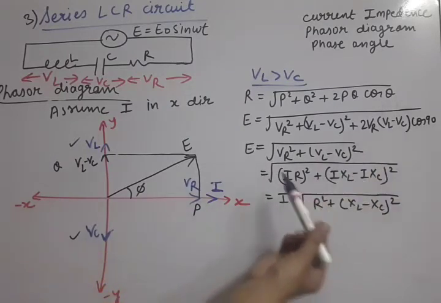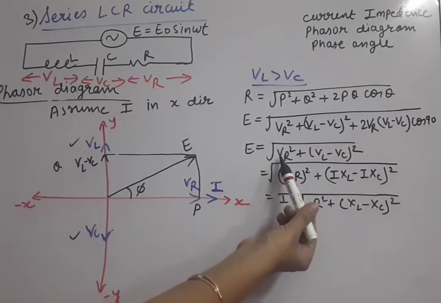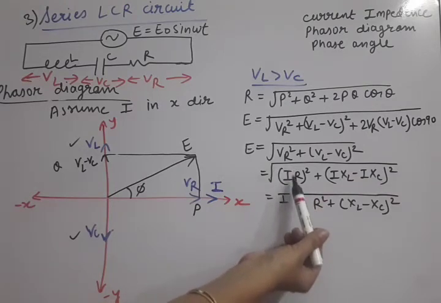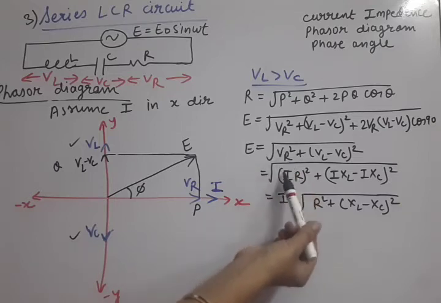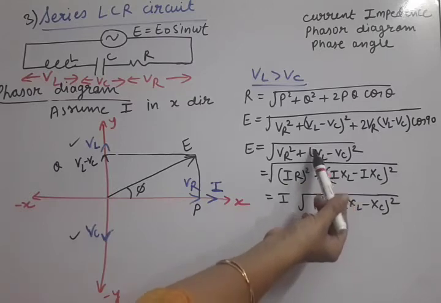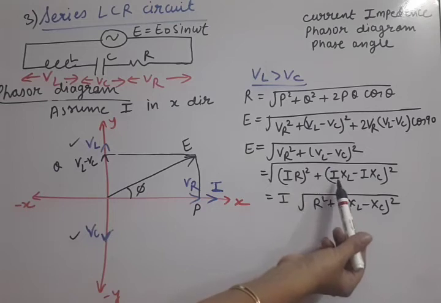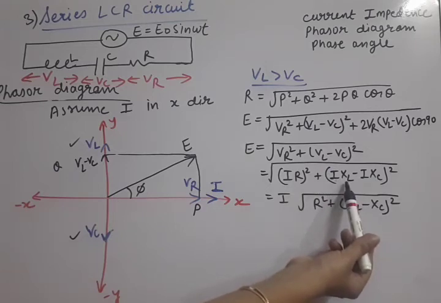Cos 90 is 0. Then we have to find the current, so we will write the voltage answer in the form of current. What is the voltage across the resistance? IR, current into resistance. In the same manner, voltage across L we will write in the form of current: I into reactance XL.